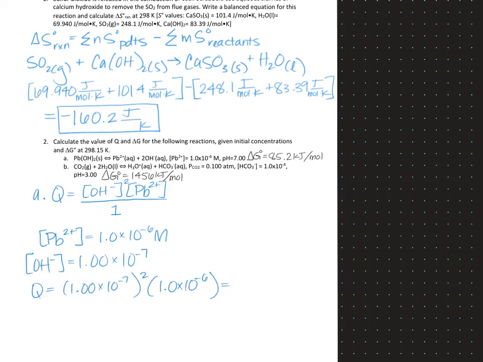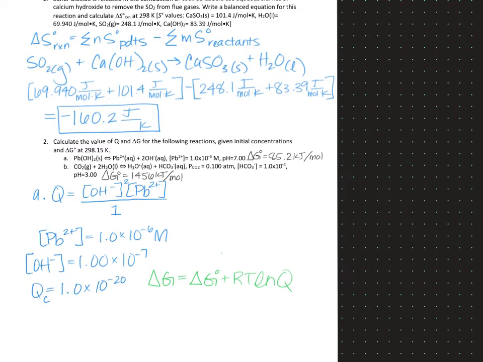After that, I set up my Q expression to include the molar concentration values that I just solved for, making sure that I do square the hydroxide concentration. And this gives me a Q of 1.0 times 10 to the negative 20. Technically, this is going to be Qc. It's going to be our reaction quotient expression in terms of concentration.